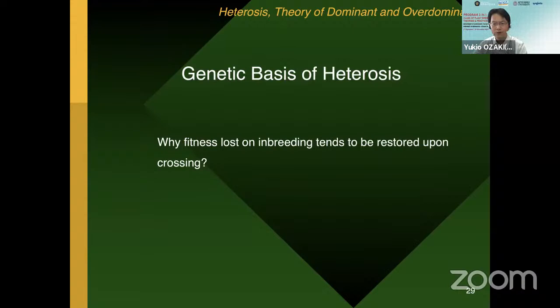Three schools of thought have been advanced to explain the genetic basis for why fitness lost on inbreeding tends to be restored upon crossing. The two most commonly known are the dominance theory, first proposed by Davenport in 1908, and later by Jones, and the overdominance theory, first proposed by Shull in 1908, and later by Mather and Jinks.